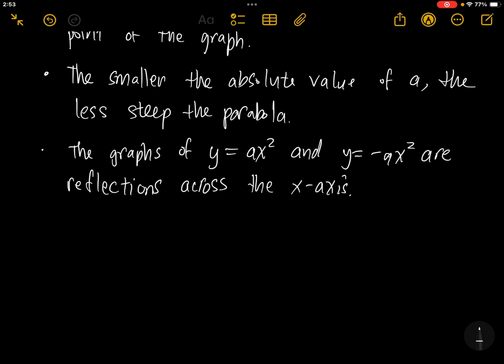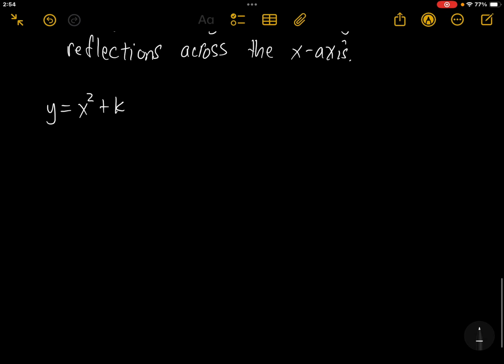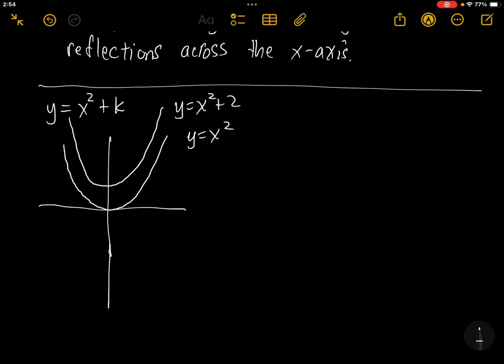Now what happens if you add something to x squared? So if you had y equals x squared plus k, let's look at some examples. So here's y equals x squared. What happens if you had something like y equals x squared plus 2? Well, if you graph y equals x squared plus 2, it looks like this. And what about if you had y equals x squared minus 3? It's going to look something like this. Of course, these are going forever.